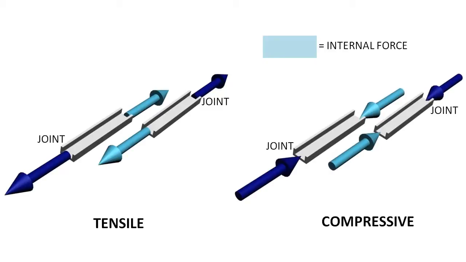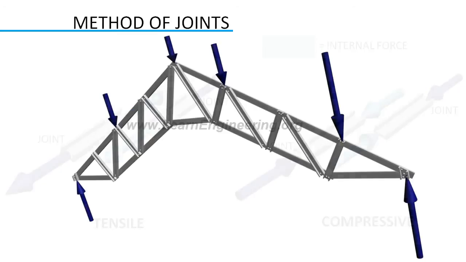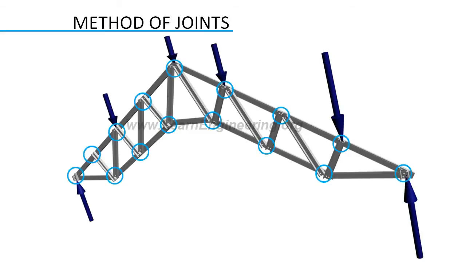The most common way to determine forces inside a truss is the method of joints. The basic concept of method of joints is that, since the truss is in equilibrium, each joint in the truss will also be in equilibrium. The procedure for method of joints is as follows.